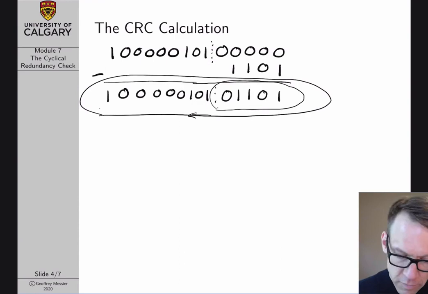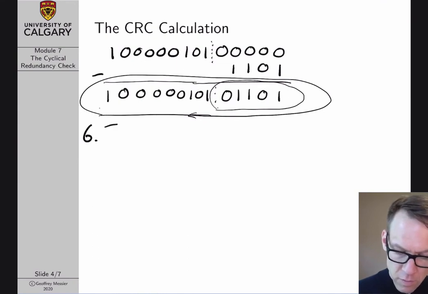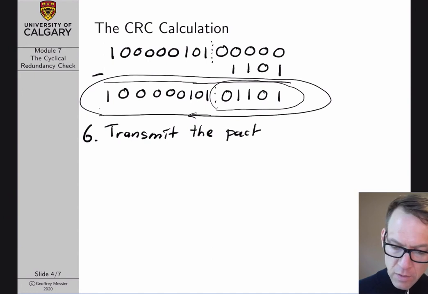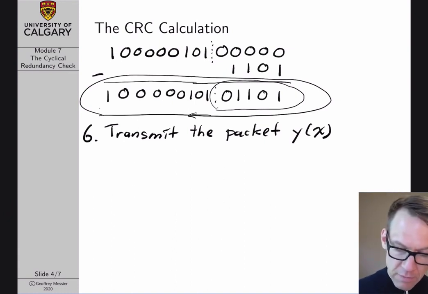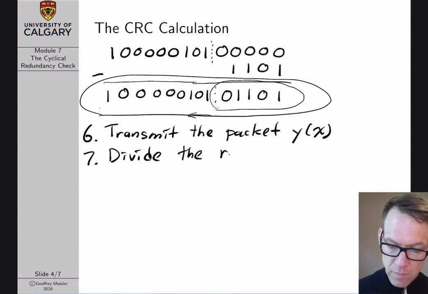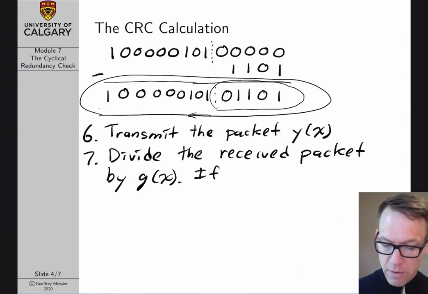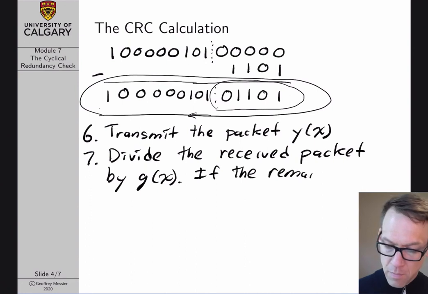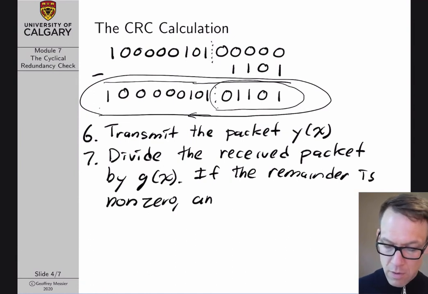So just to be explicit about this, step six: transmit the packet y of x, because now we can see that y of x represents our transmitted packet. And then step seven: divide the received packet by our generator polynomial g of x. If the remainder for this division is non-zero, an error has occurred.